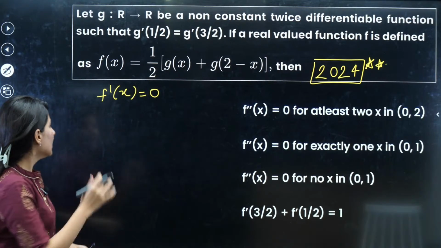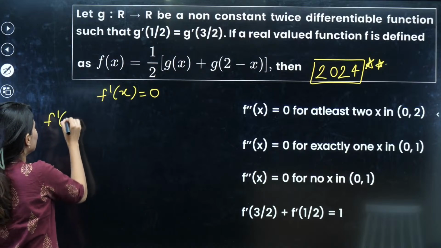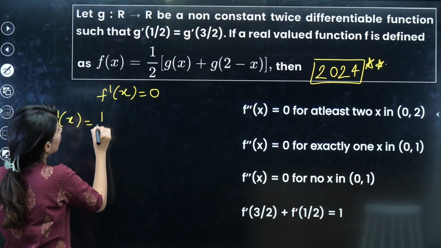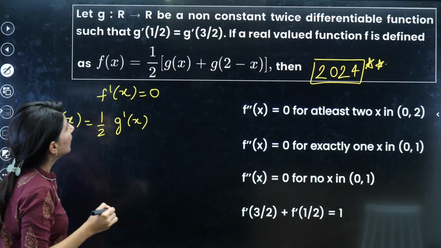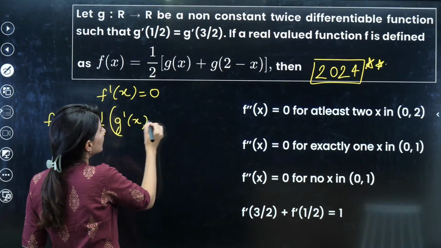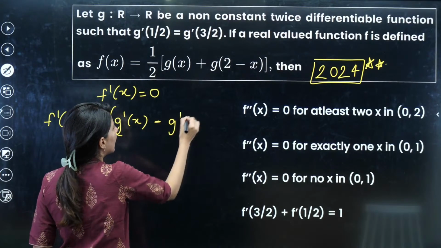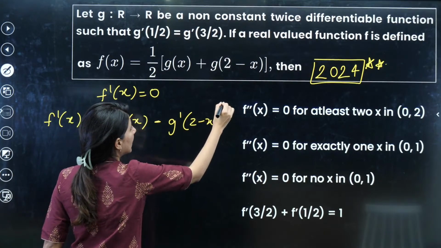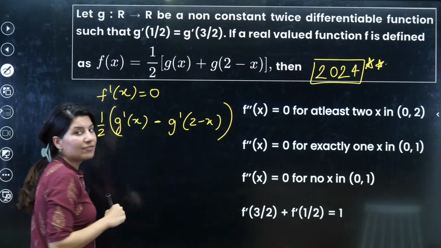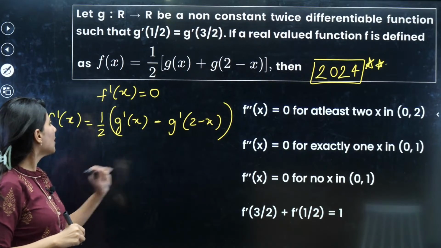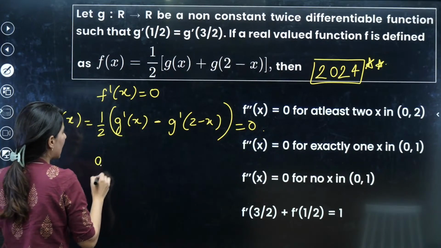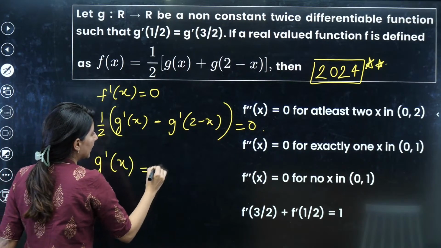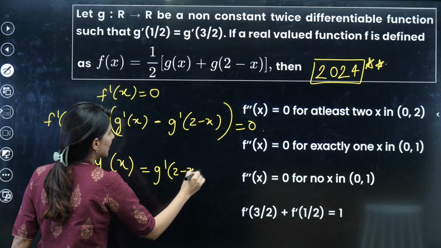Yes, let's do that. So f dash, let's differentiate it. This will be 1 by 2 g dash x, okay, and we are having half outside, minus of g dash 2 minus x. That's it, because 2 minus x derivative will give me a minus sign. So this is your f dash x. Now we need to make it 0 and see that at what all points my f dash x becomes 0.